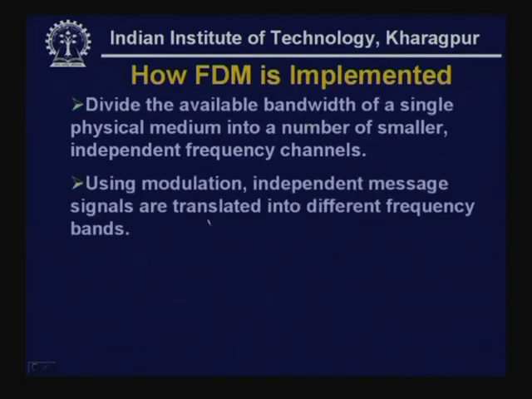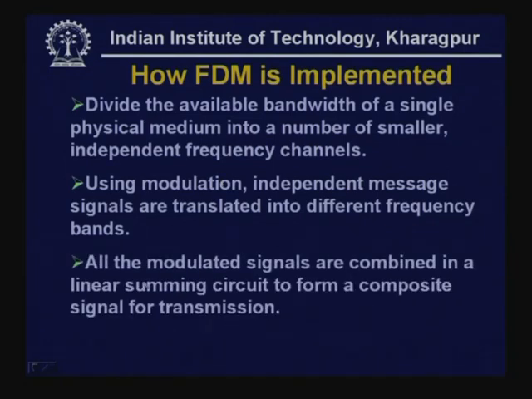Then, using modulation, independent message signals are translated into different frequency bands. As you have seen, by using modulation this can be done. That means independent message signals can be translated into different frequency bands. The third thing that is done is that all the modulated signals are combined in a linear summing circuit to form a composite signal for transmission through the medium, which has higher bandwidth.